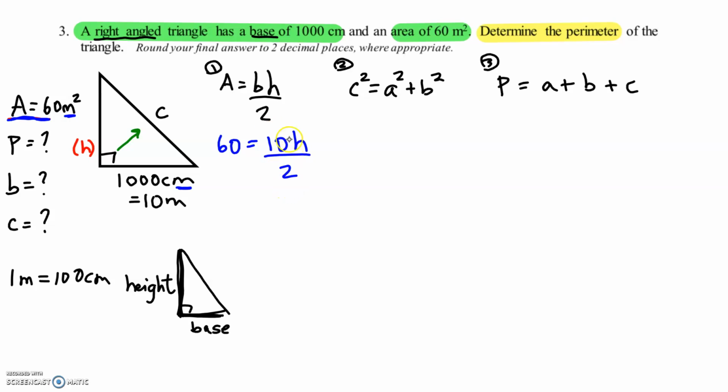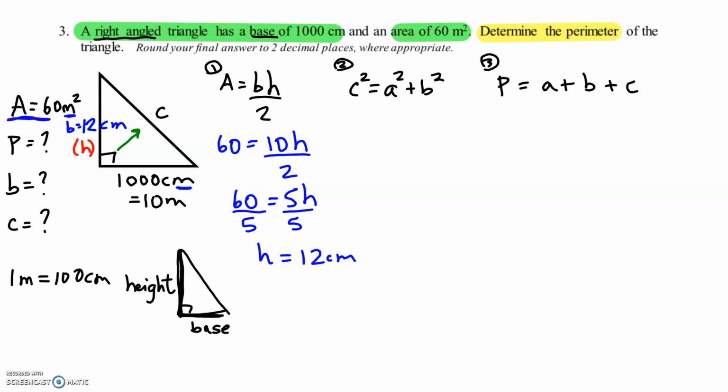All right, we're going to go and divide 10 divided by 2. So I have 60 equals 5h. And then we'll divide both sides by 5 to isolate h. So h equals 60 divided by 5, which is 12 centimeters. Okay, so that height is 12 centimeters. And now we know this is also our b for the Pythagorean theorem. So not confused with b for base, but b for one of the legs.